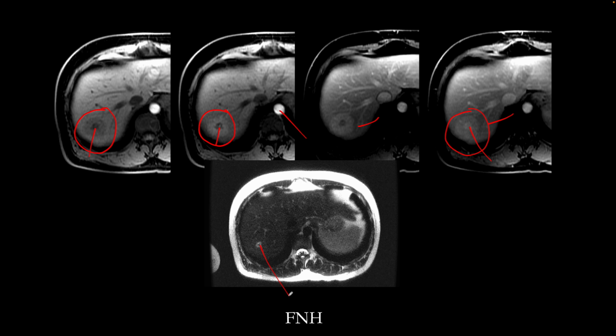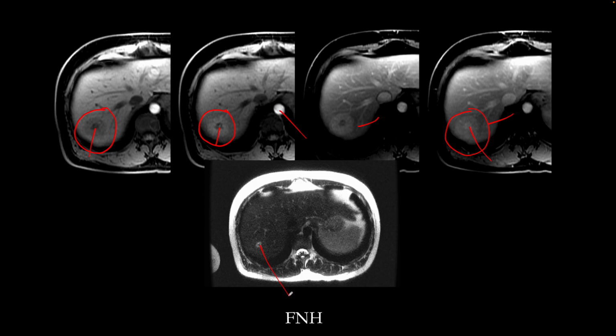When the findings are not typical, you may want to repeat the scan using a contrast called EOVIST, and we want to acquire 20-minute delayed images post-contrast in that situation. And if there is enhancement, then it's an FNH. If there is no enhancement, then the finding is most likely an adenoma. So that's how you would differentiate between FNH and adenoma.